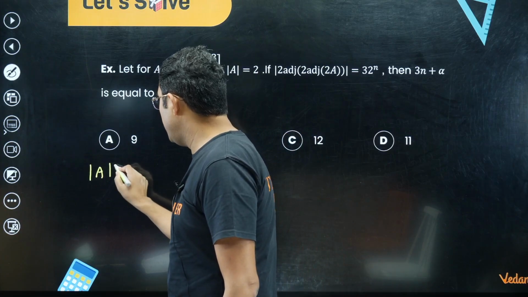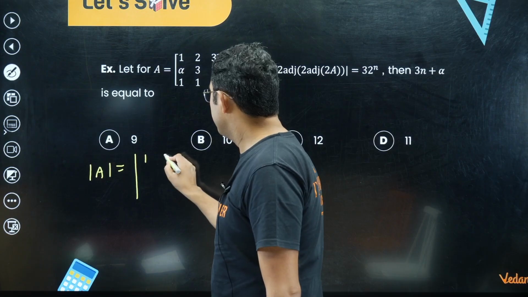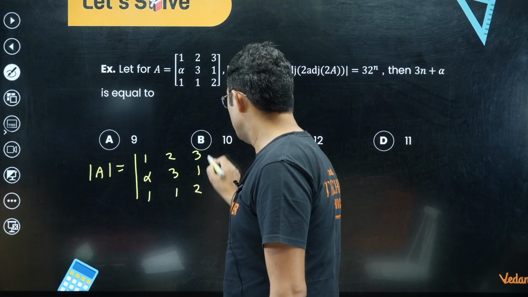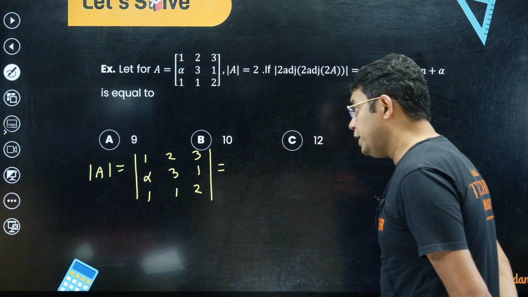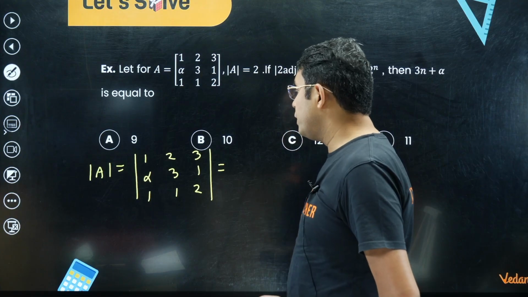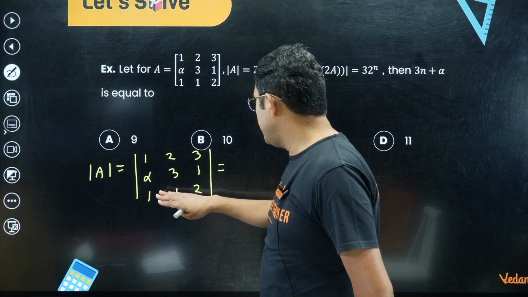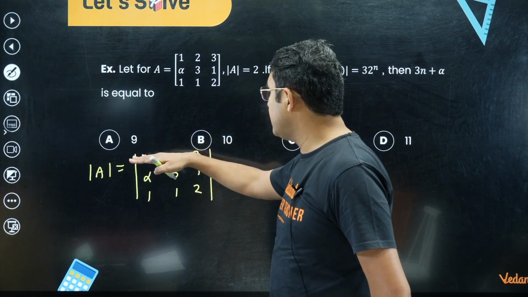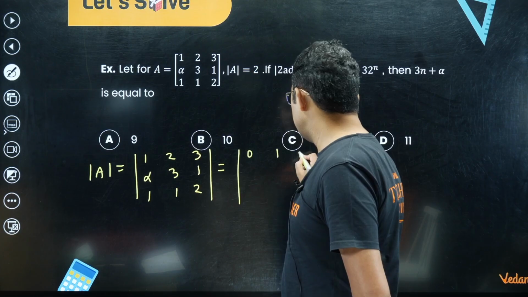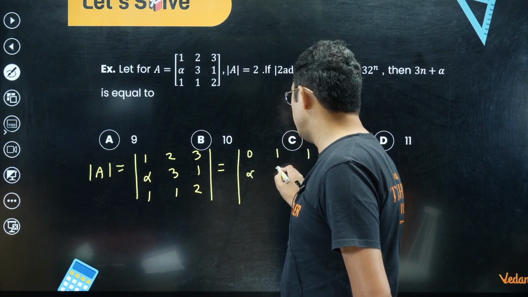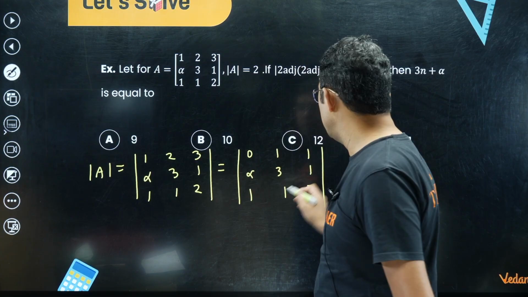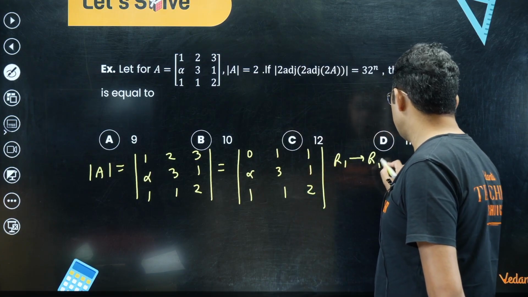So determinant of A means it would be 1 2 3, alpha 3 1, 1 1 and 2. We may use some property to make certain zeros, or if you feel there is not much benefit of using a property, we can open it directly also. Although I can at least make one 0 here if I subtract R1 from R3. So this will be 0, this will be 1, this will be 1. This will be alpha, this will be 3, and this will be 1, and this is 1, this is 1, this is 2. I have made only one change: R1 I have changed with R1 minus R3.